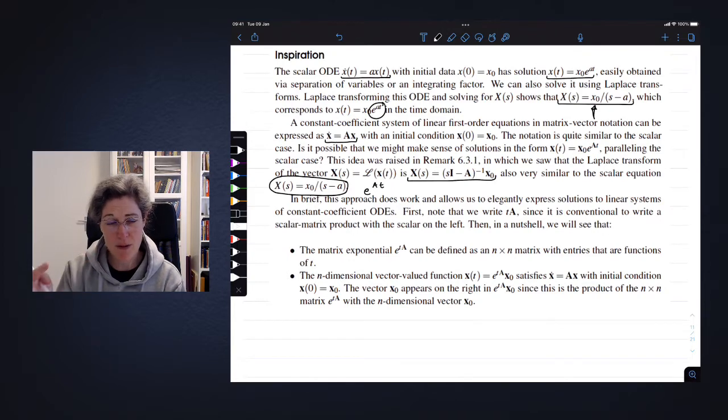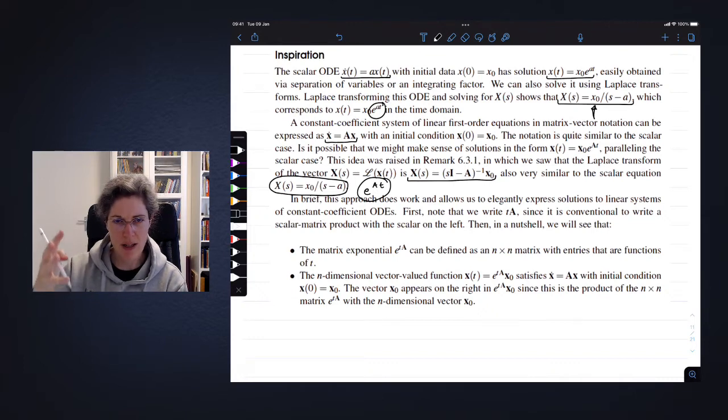It would be very nice if there was this kind of parallel, although it's not immediately clear what this thing could be, because it would need to be a matrix. And we don't know what an exponential raised to a matrix is. But it turns out to be really useful to be able to define that in a way that makes all this work together.